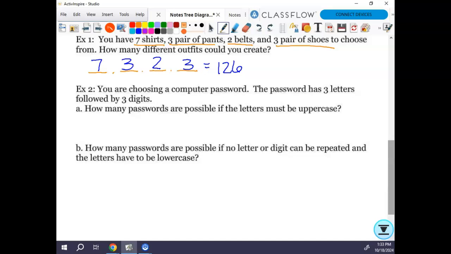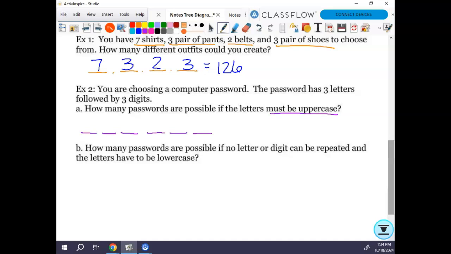So now we're choosing a computer password. If you create something right now and you go to choose a password, you probably aren't even allowed to have anything less than 8 digits, right? And you have to have a capital or a lowercase and a special character and all these different things. So this is like a very basic password. It says how many passwords are possible if the letters must be uppercase? All right. Well, I have 1, 2, 3 letters and 1, 2, 3 digits. Okay. So how many possible letters can I choose from?